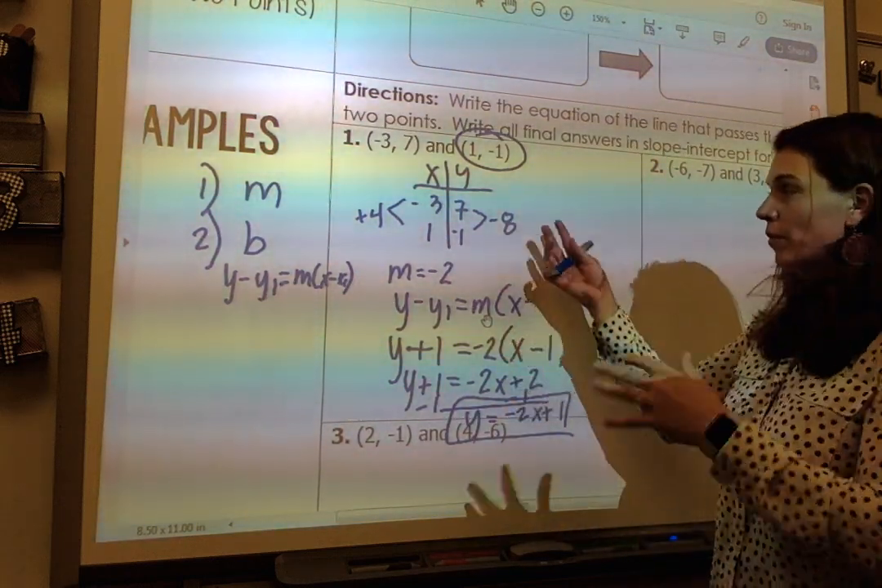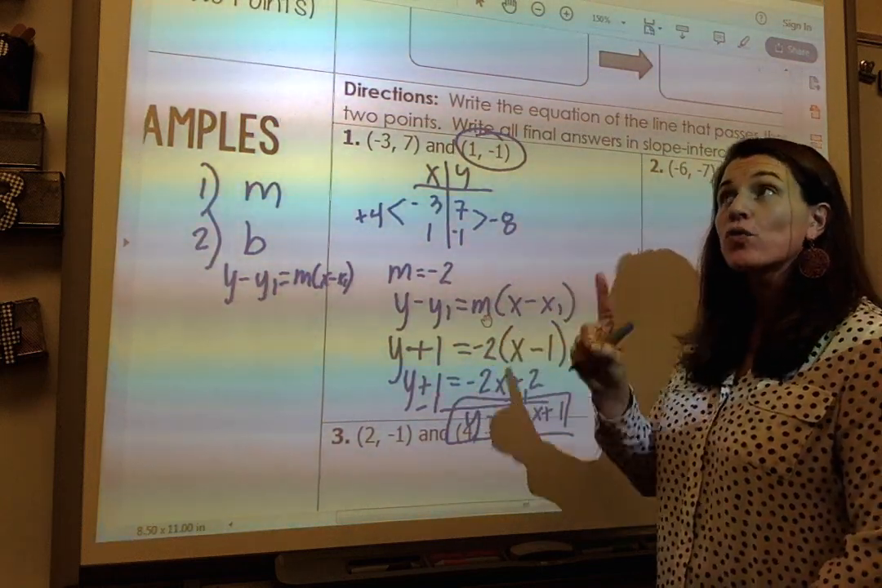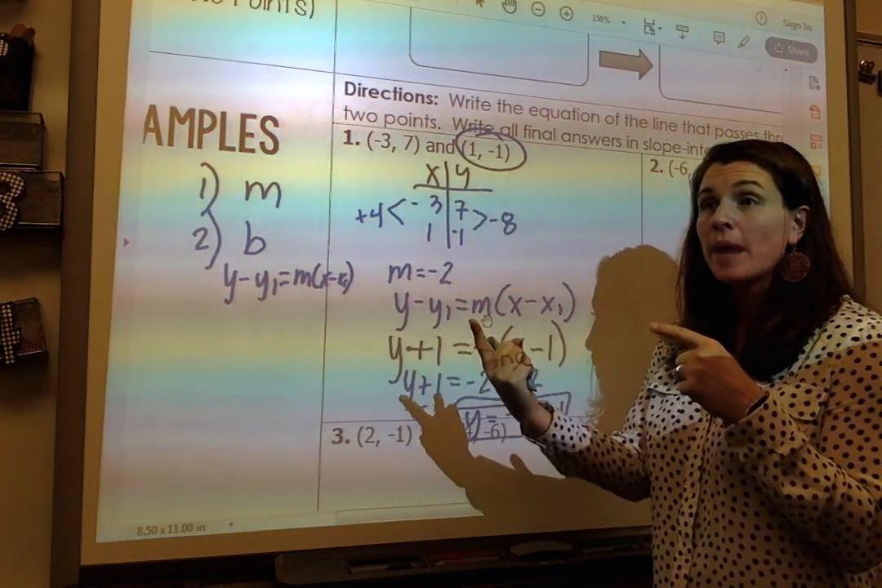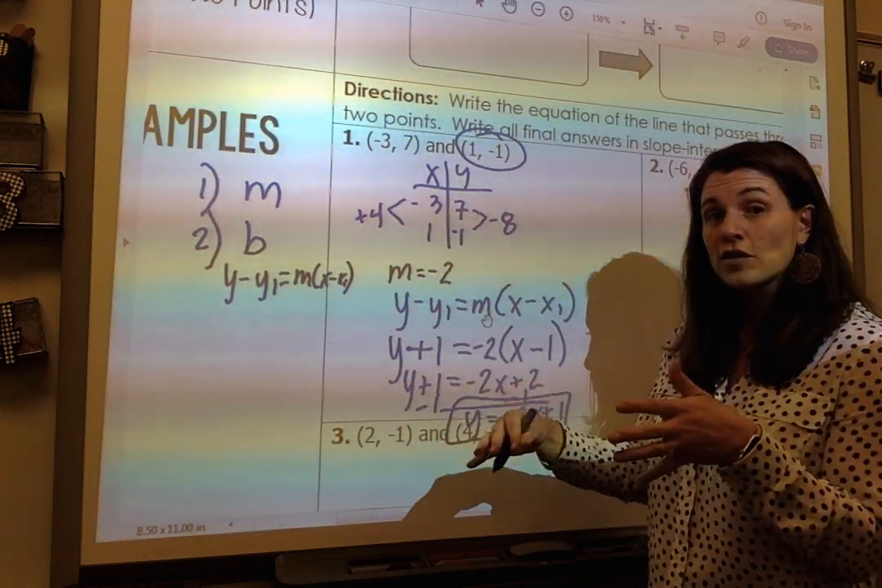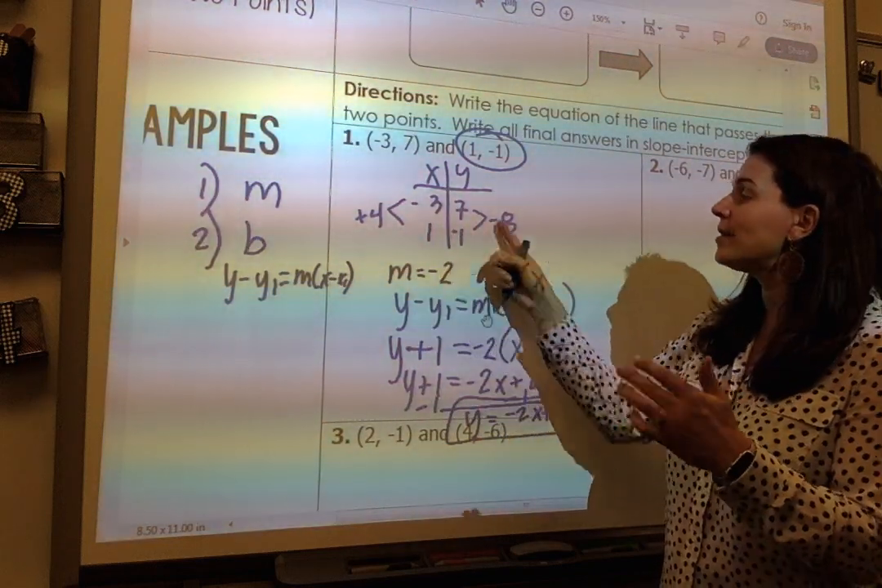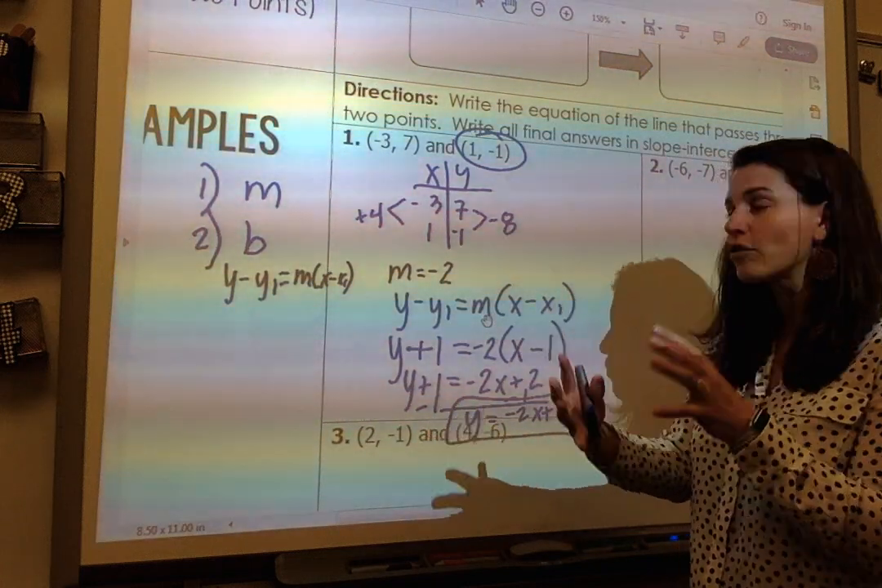So in this number 1, it's a 2-step process, right? First, we find our slope. If you have trouble finding your slope, go back to the first video and refresh your memory on how to find slope. I went through that pretty fast because you should already know how to do that. And then the second step was the last video, so we're just putting the 2 sections together.